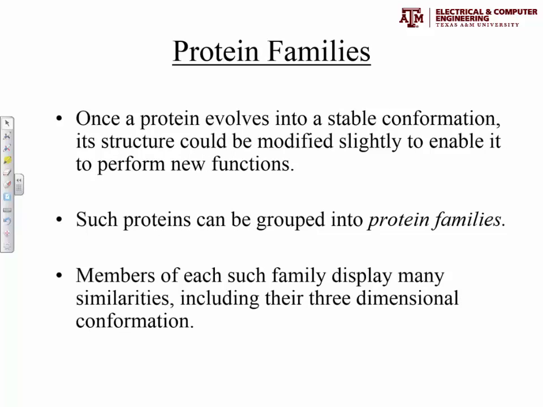And once a protein evolves into a stable conformation, its structure could be modified slightly to enable it to perform new functions. Such proteins can be grouped into protein families. Like the hemoglobin you have is slightly different from what I have, slightly different from what he has, but they're still functional. Members of each such family display many similarities, including their three-dimensional conformation. They have to, because the oxygen atom is not going to change its shape for you and me or whoever else, and we are all breathing and surviving.